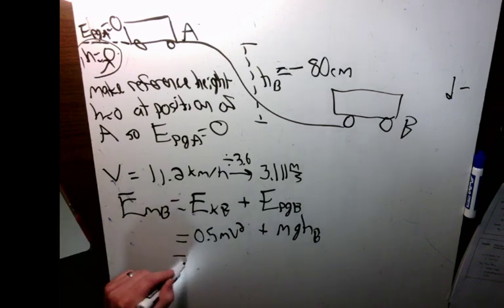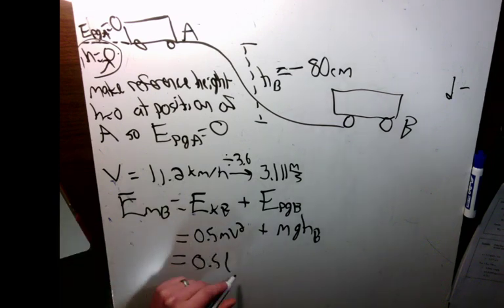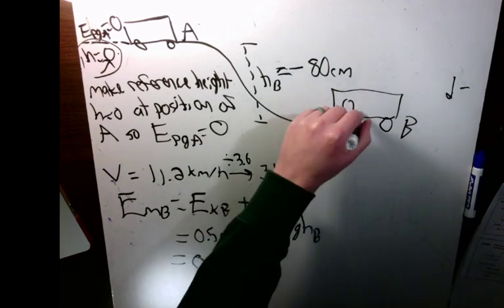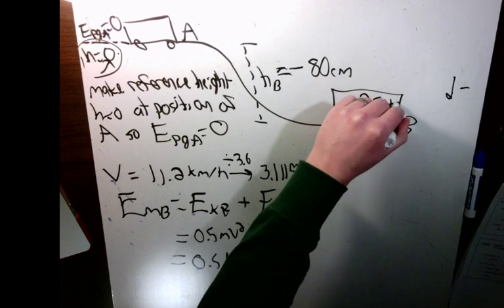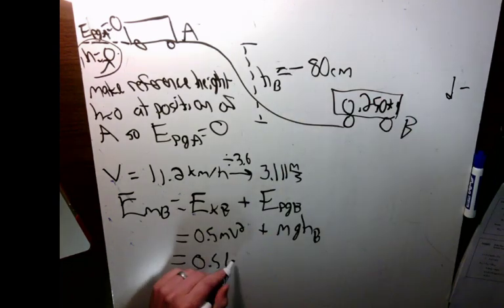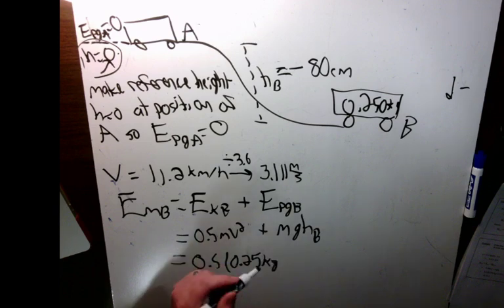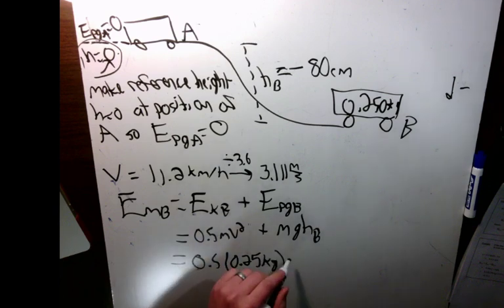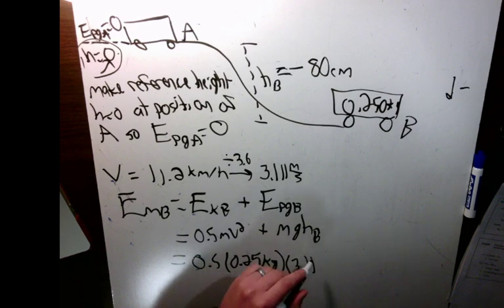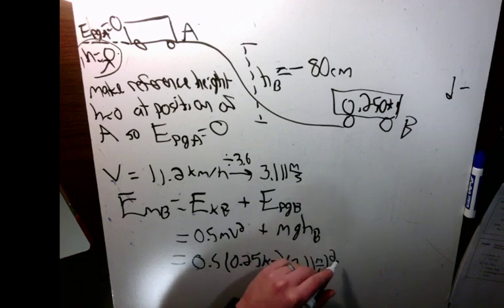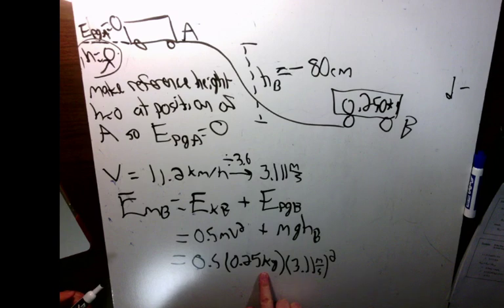Let's throw in our numbers. We have half of our mass of 0.25. That's given here, 250 grams or 0.25 kilograms. Kind of a tricky spot to find that on the question, but it is given. And our velocity of 3.11 meters per second. We're going to square that. So we get kilogram meter squared per second squared, or a joule.